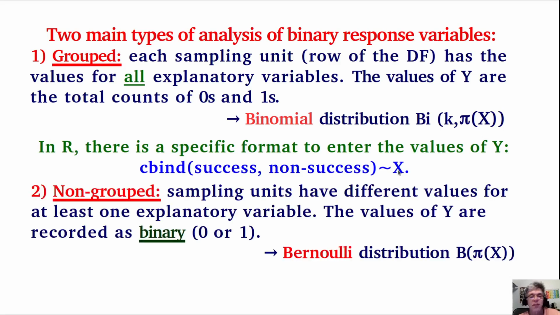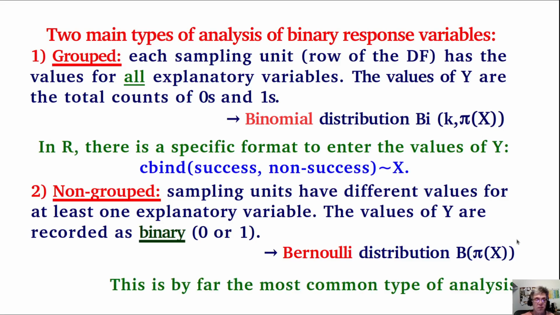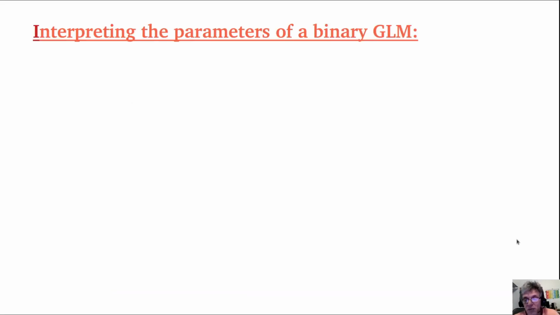The second type of analysis, which is by far the most common one, is called the non-group binary analysis, in which the sampling units have different values for at least one explanatory variable. The values of the response variable here are recorded as binary, either 0 or 1. So we use here the Bernoulli distribution, which, as we know, is a special case of the binomial when k equals 1. We are modeling here the effect of the explanatory variables on a case-by-case basis. So this is by far the most common type of analysis.